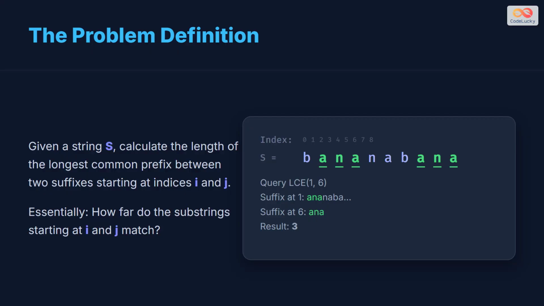Let's first define the problem. We are given a string S. The goal is to compute the length of the longest common prefix between two suffixes of that string, starting at indices i and j. For example, in the string banana, if we compare the suffix starting at index 1 and the suffix starting at index 3, we find that they share the first three characters, "ana", so the answer is 3.